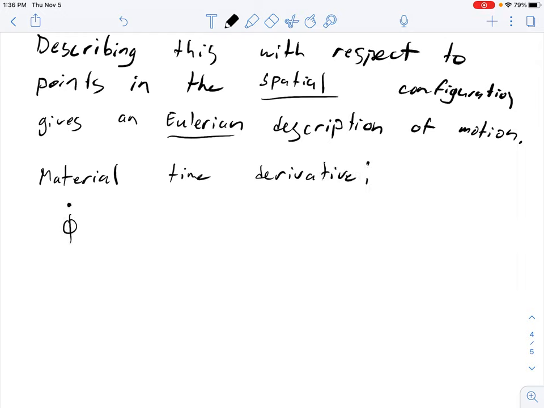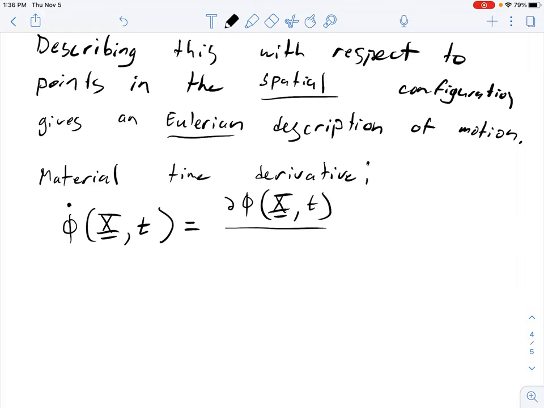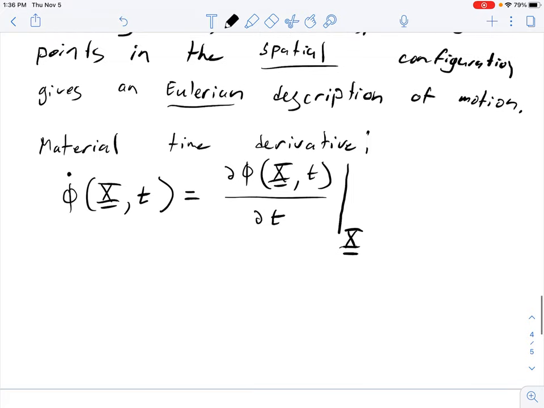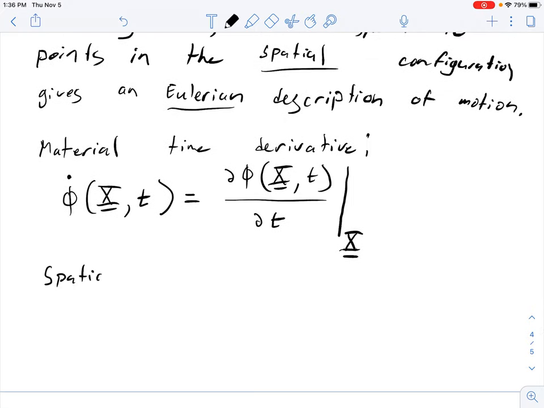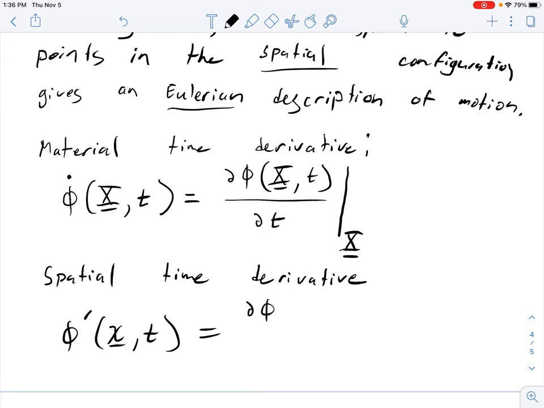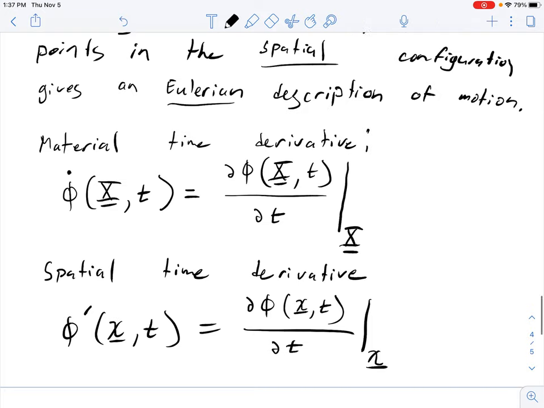So phi dot of x in the reference configuration and t is equal to the partial derivative of phi of x and t with respect to time holding reference configuration x fixed, and the spatial time derivative will be phi prime of x in the spatial configuration and t is equal to the partial derivative of phi with respect to spatial x and t, partial t holding the spatial x fixed.